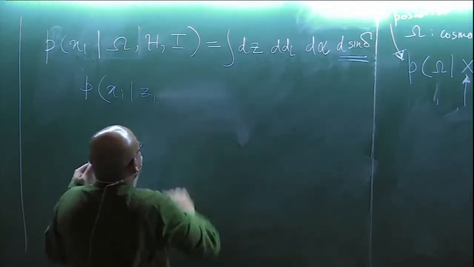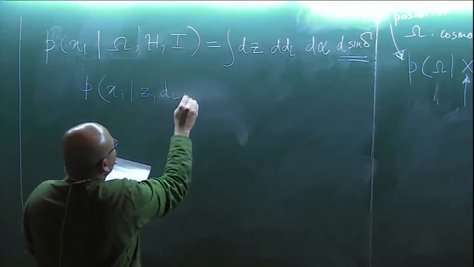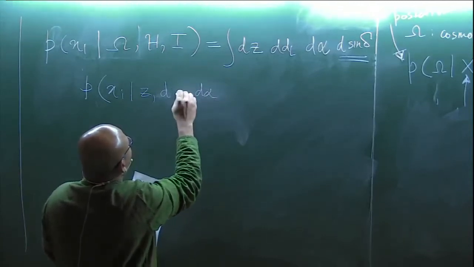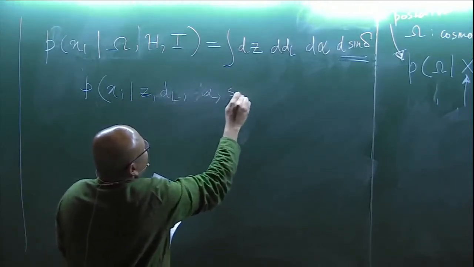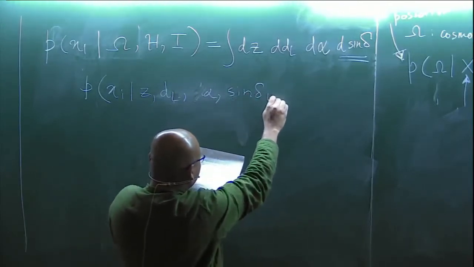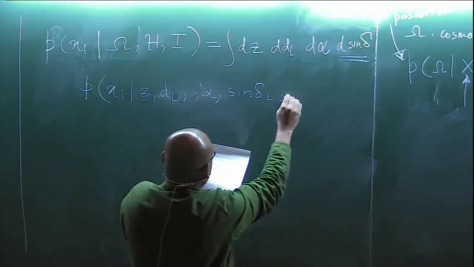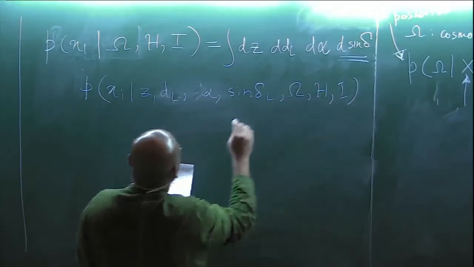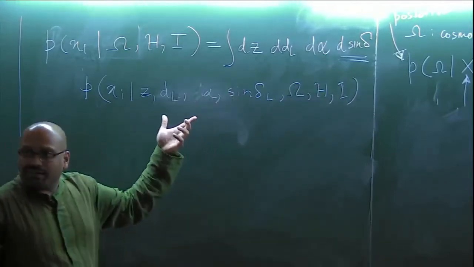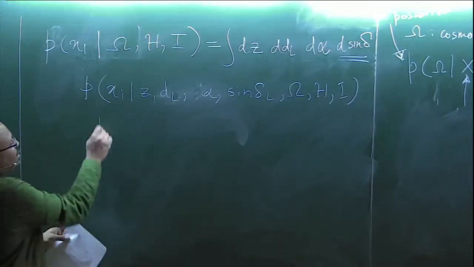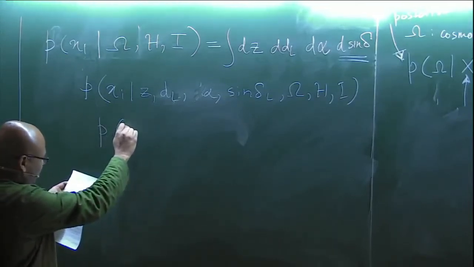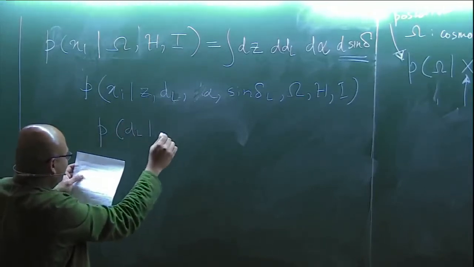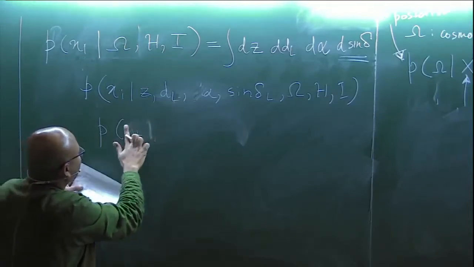So z, distance, right ascension, sine of the declination, given omega, cosmological model, other independent things. That's the first term. Now whatever I've introduced, I have to put it in. Probability of dl given, and probability of everything else that I've introduced.